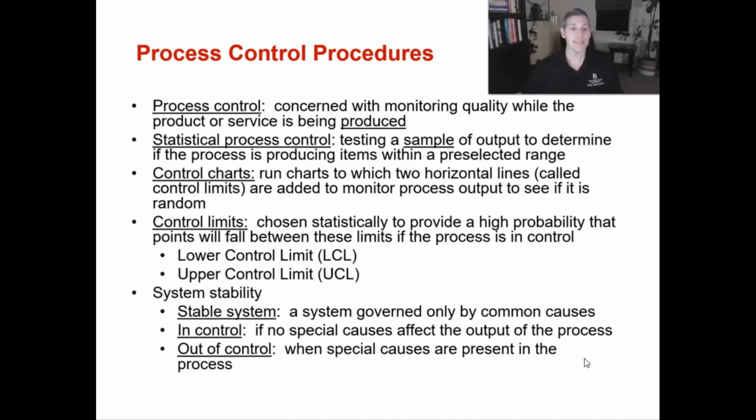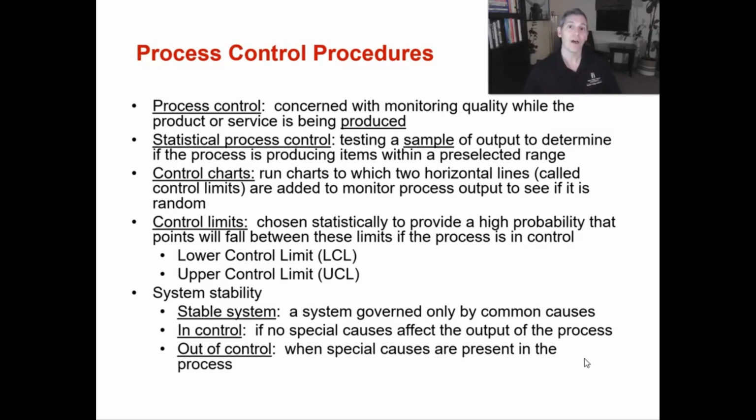They are not inspecting every single one of these, because if the process is in control, then they don't have to. They don't have to waste the time testing thousands of mugs every single day. If the process is in control, then they know that things are running smoothly. So that's statistical process control.